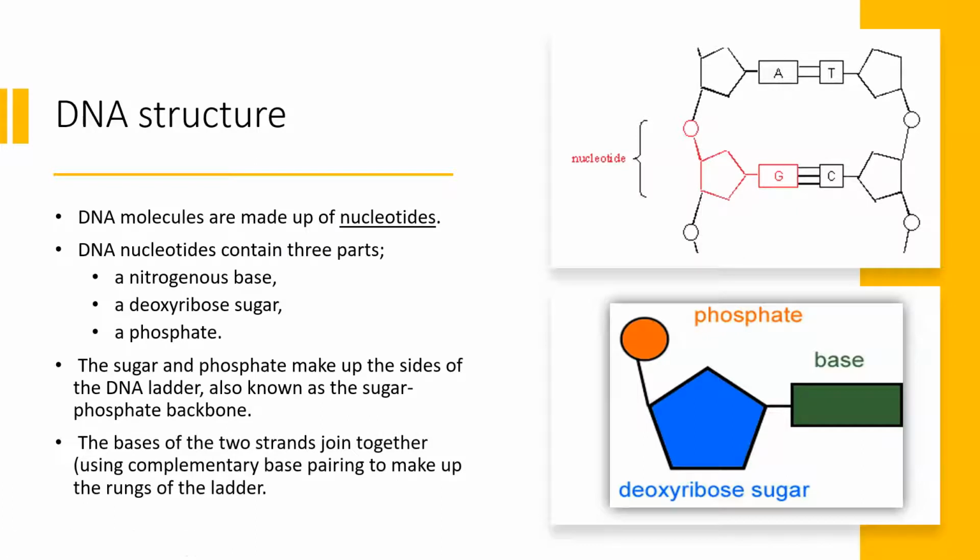The bases of the two strands join together. So you've got base 1 here, you've got base 2, and they join together. So this is one nucleotide over here, this is a nucleotide here, and they're joined together through these bases. Okay, and they make the rungs of the ladder, the steps of that ladder. The pairing of these bases is what we call base pairing, and that's something we will look at at a later date.